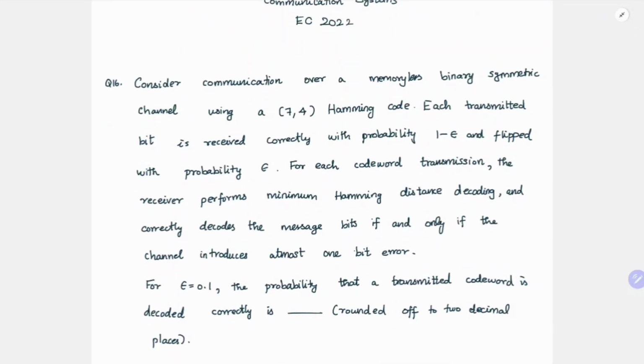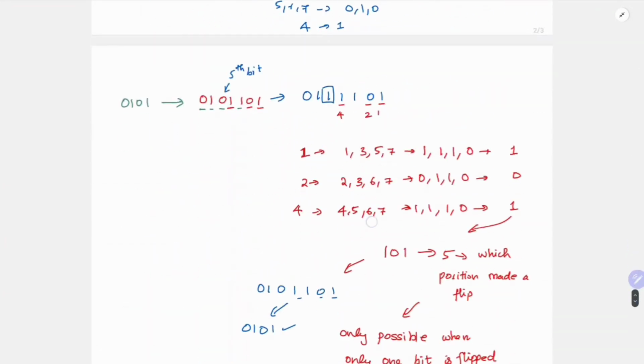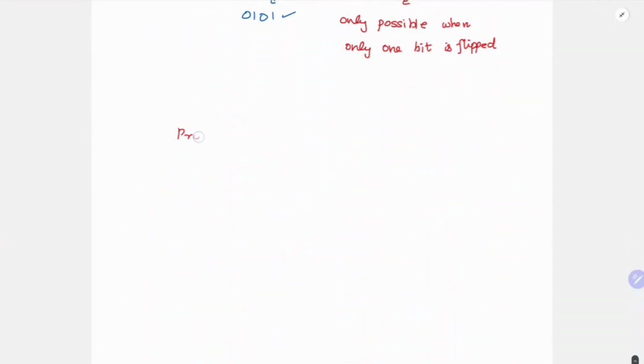For each code word transmission, the receiver performs minimum Hamming distance decoding. That is the decoding we saw now, and it correctly decodes the message bit if and only if the channel introduces at most one bit error. Okay, so now that is clear. Now we need to find the probability that a transmitted code word is decoded correctly. So probability to decode correctly, what is it?